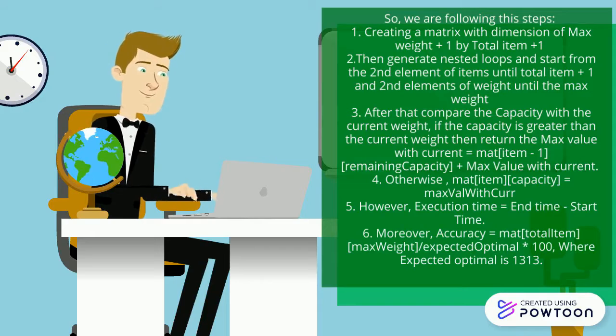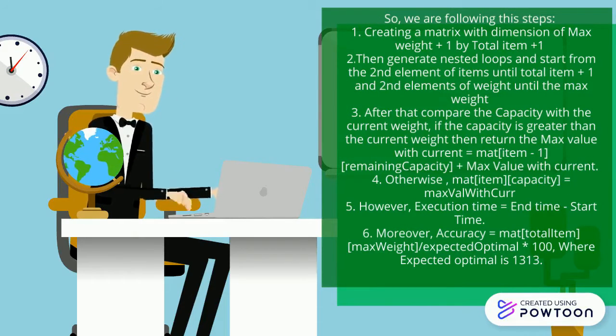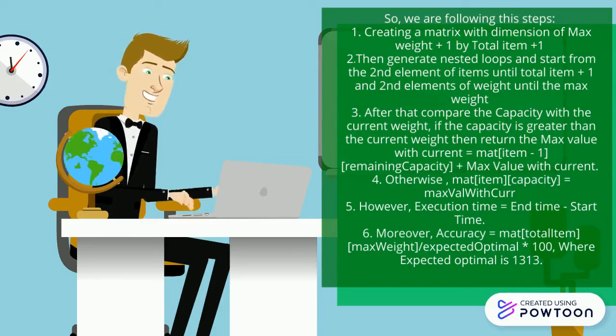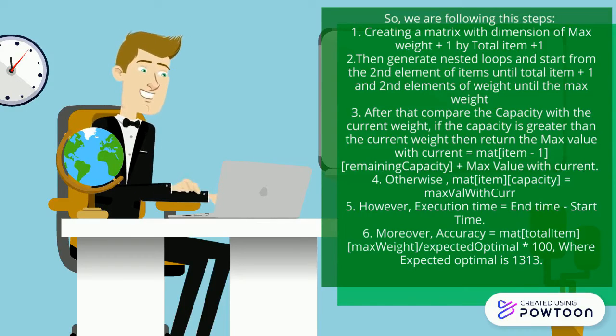The dynamic programming approach is similar to divide and conquer, but dynamic programming combines the solutions of the subproblems and solves each subproblem once. The solution is then stored to avoid recomputation of the result when needed later. This simple optimization reduces the time complexity from exponential to polynomial. So we are following these steps.